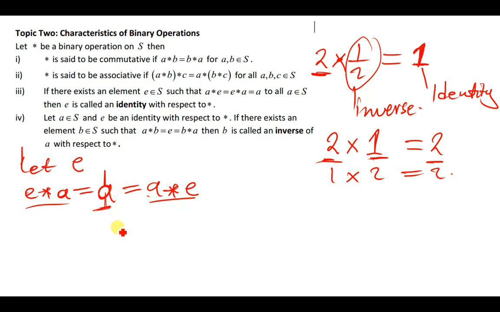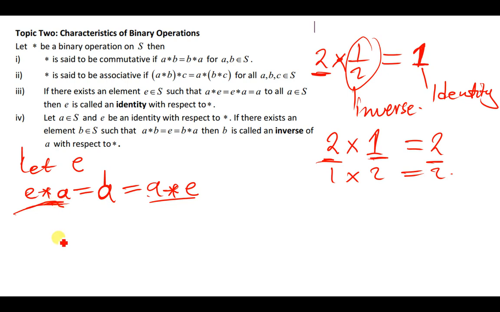Okay, so this is what you use to find the inverse. Any given set that does not have an identity element also doesn't have the inverse. If it doesn't have the identity element, then it also doesn't have the inverse.